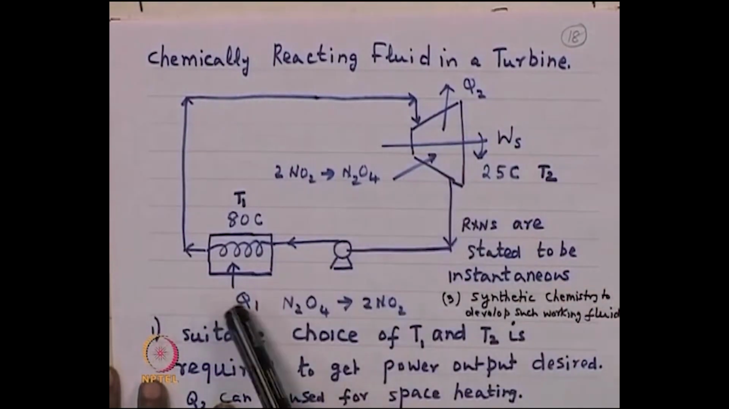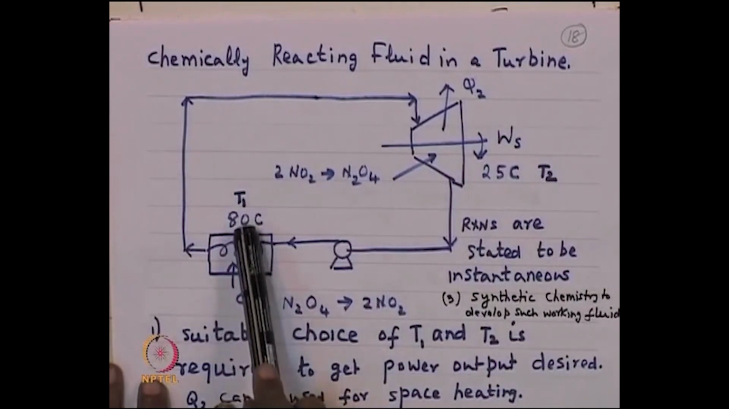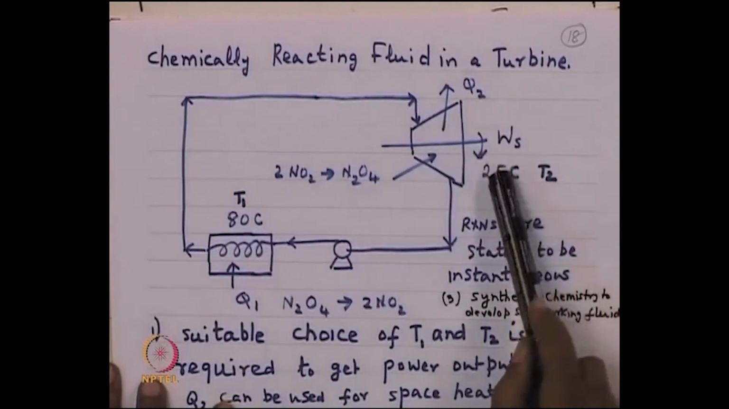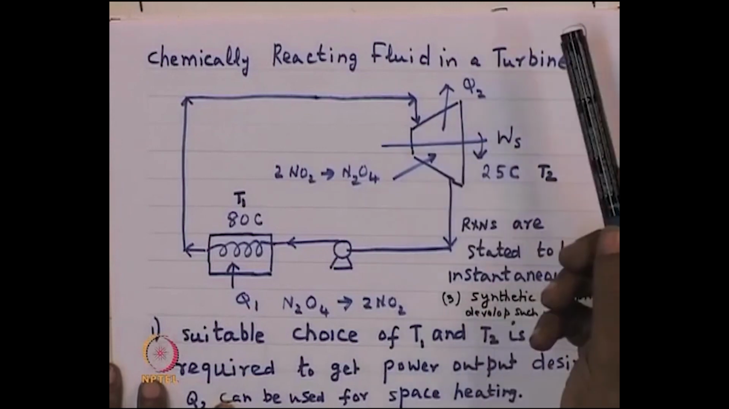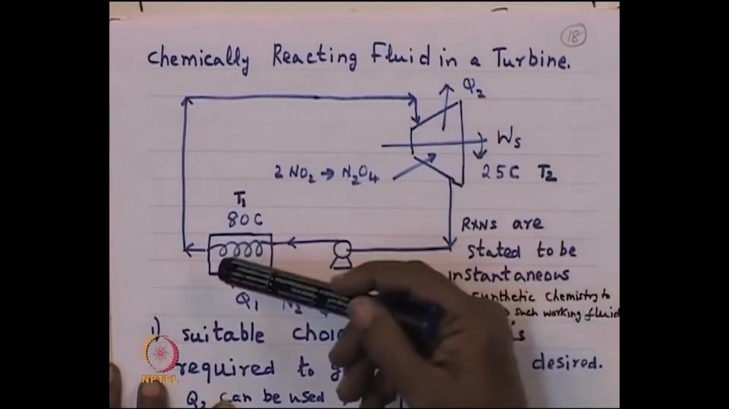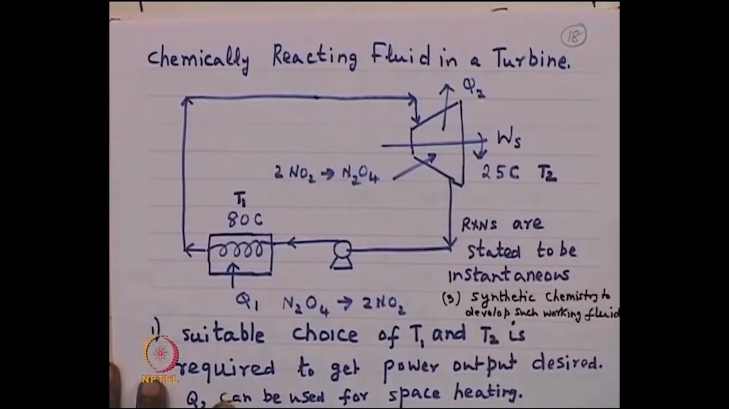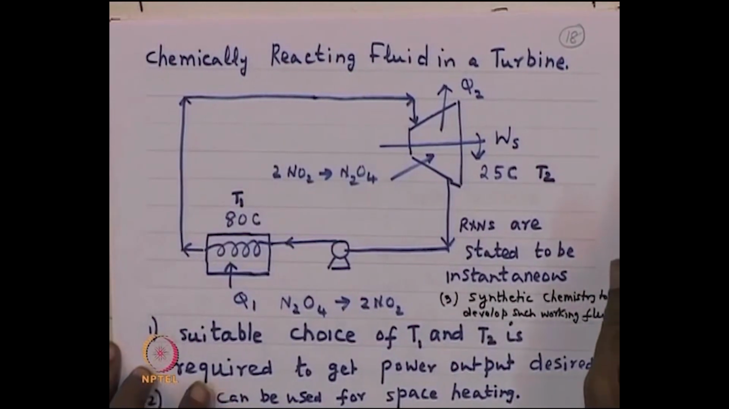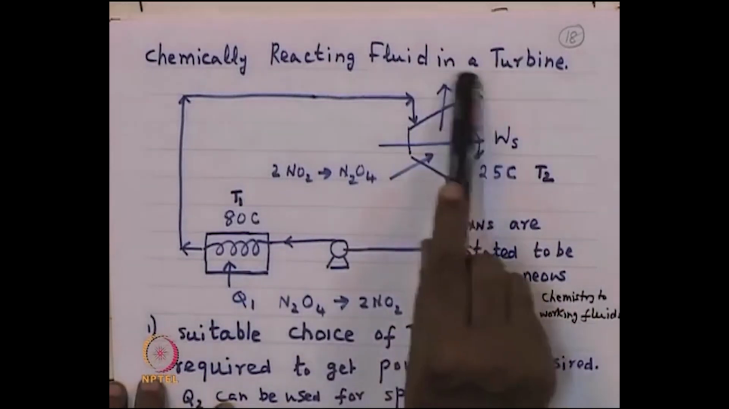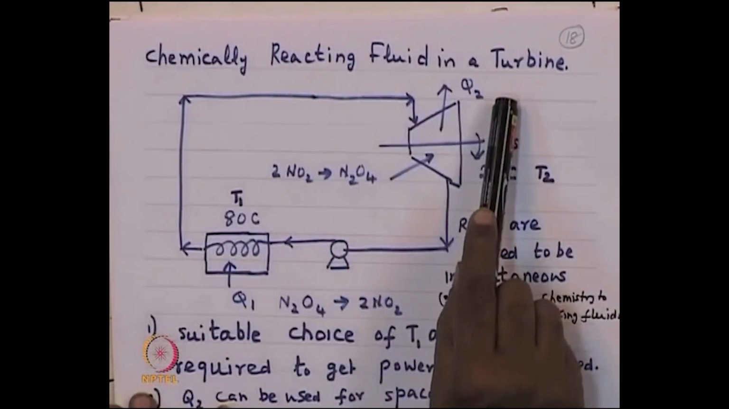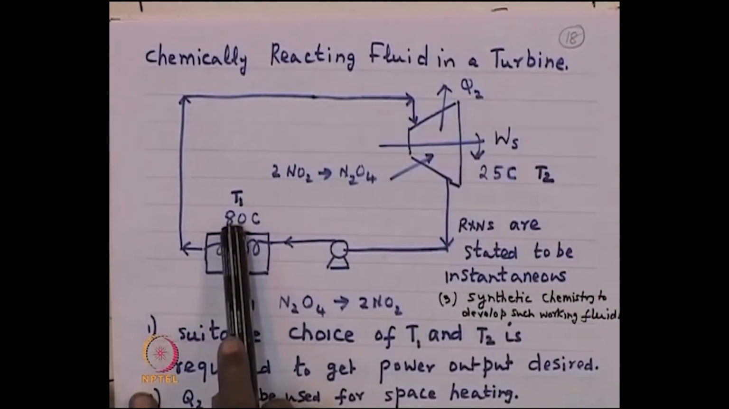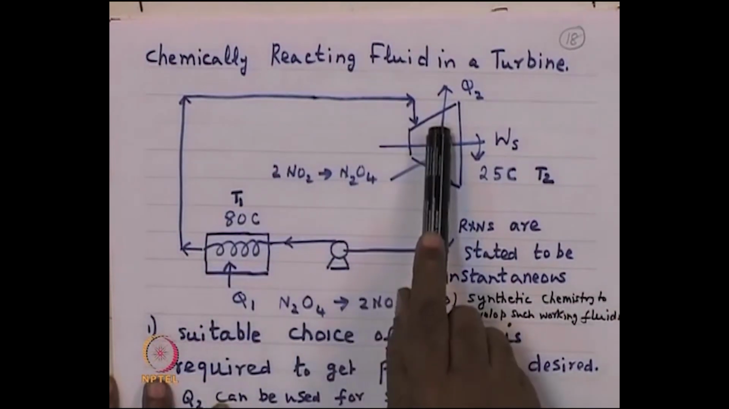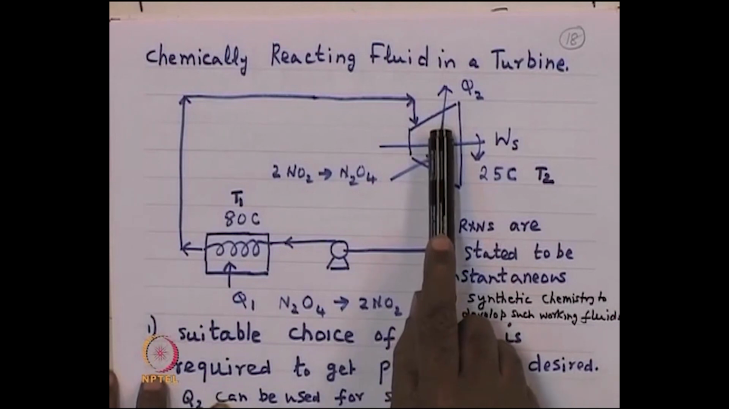So, here it picks up energy at Q1 maybe at 80 degrees centigrade and then at Q2 maybe at 25 degrees centigrade it delivers. So, it is Q1 minus Q2 is the work produced if you can make it produce work. So, in some cases you are not able to produce work or you are able to use it for a space heating application. Since a lot of low temperature heat is available in many places, you can pick it up using a chemical reaction and deliver it for space heating.